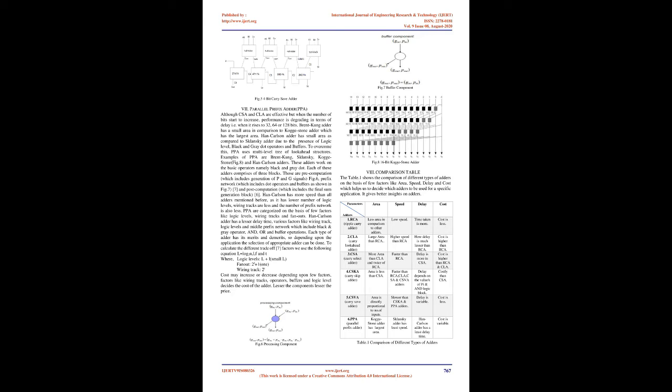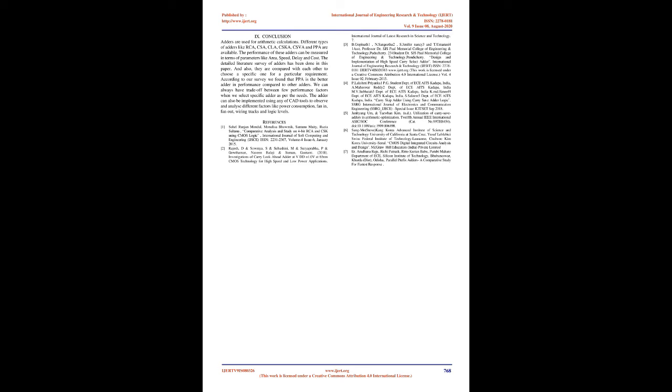Although CSA and CLA are effective, when the number of bits starts to increase, performance degrades in terms of delay, i.e. when it rises to 32, 64, or 128 bits. Brent-Kung adder has a small area in comparison to Kogge-Stone adder, which has the largest area. Han-Carlson adder has a small area as compared to Sklansky adder due to the presence of logic levels, black and gray dot operators and buffers. To overcome this, PPA uses a multi-level tree of look-ahead structures. Examples of PPA are Brent-Kung, Sklansky, Kogge-Stone, Fig. 8, and Han-Carlson adders.